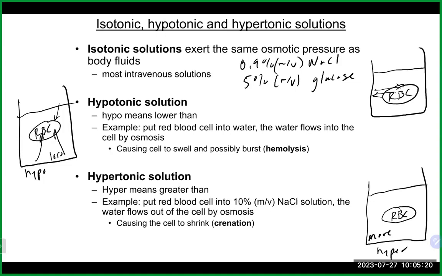So what's going to happen is the cell is going to go, okay, outside is more concentrated. I'm going to basically release all of my fluid outside the cell in an effort basically to dilute the outside solution. And that's going to cause some trouble for your cell as it's going to start to shrink and go through what's known as crenation, which is not good as well.